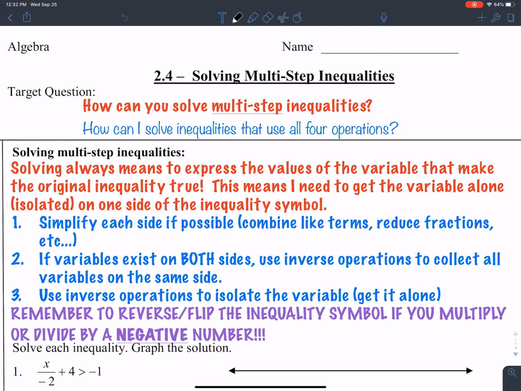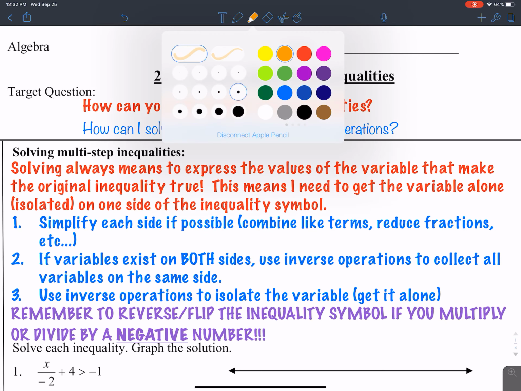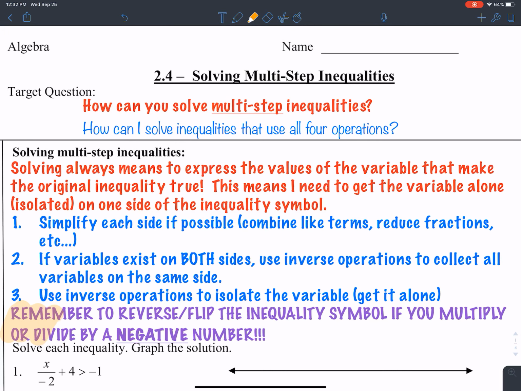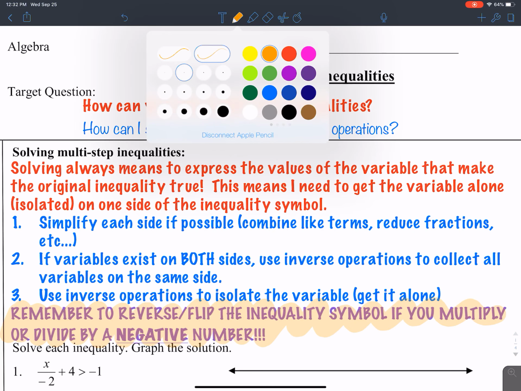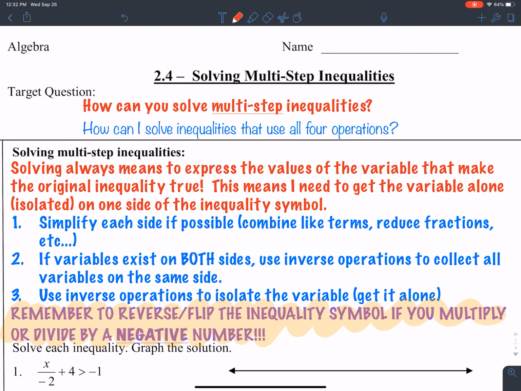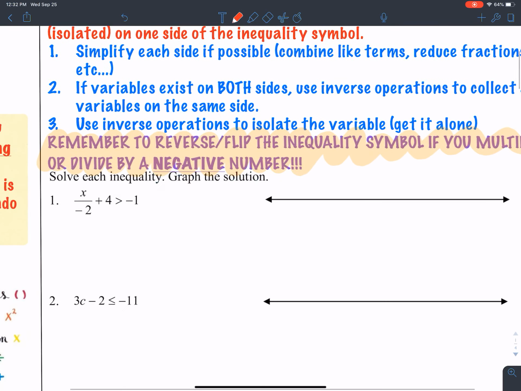And the big thing here, when you're solving inequalities, the only thing that's really different than solving equations is just remembering to watch out for when you multiply or divide by a negative. Because if you multiply or divide by a negative number, you just have to flip the inequality symbol. So as we're doing these examples, we're going to ask ourselves, are we ever multiplying or dividing by a negative? Other than that, everything is very, very similar in regards to solving.